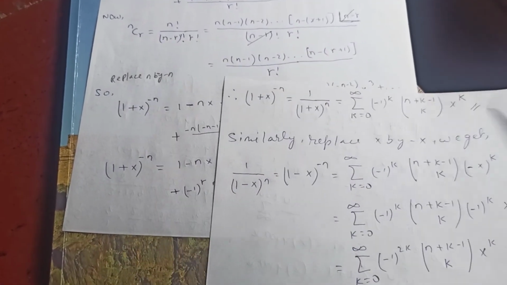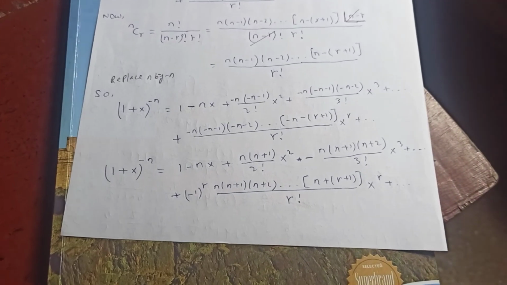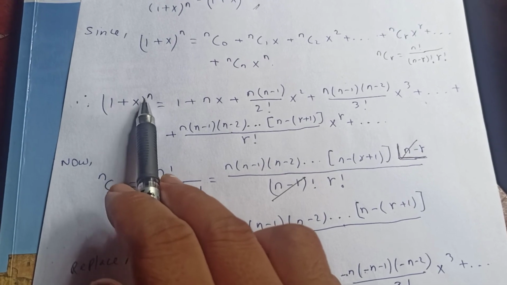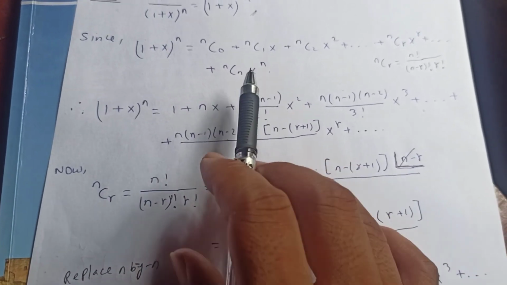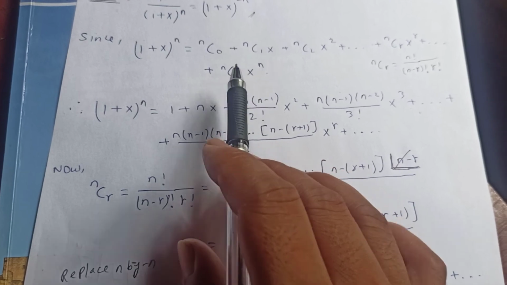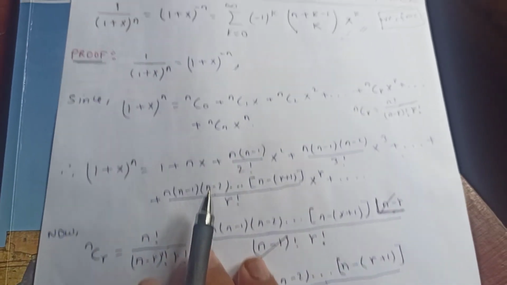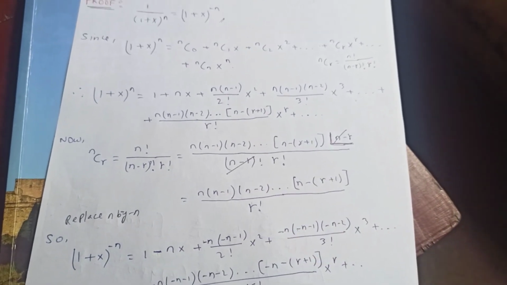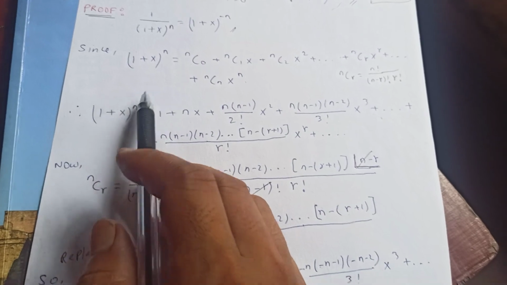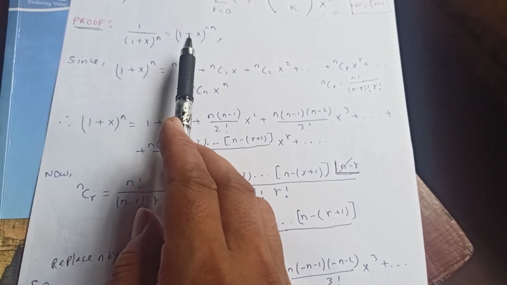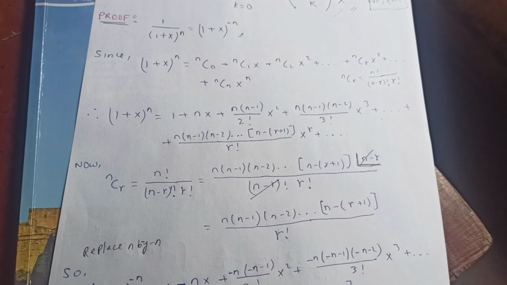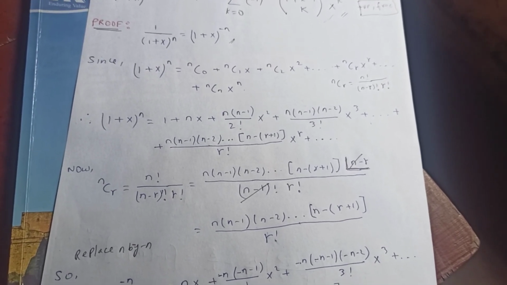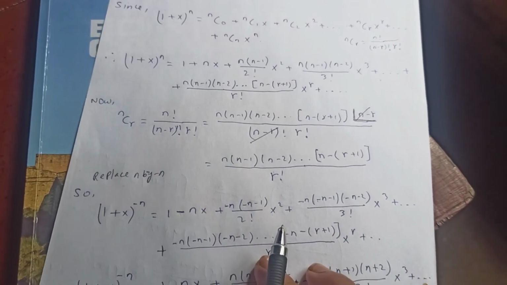And again, you may ask why, in this binomial theorem, it goes up to n terms, but if we change it into this negative form, it goes up to infinite terms. That too, you can take the limit. If you take the limit, it will be a finite limit. So that's it.